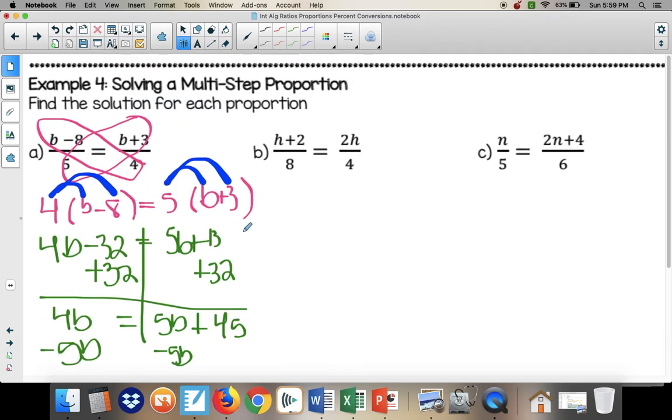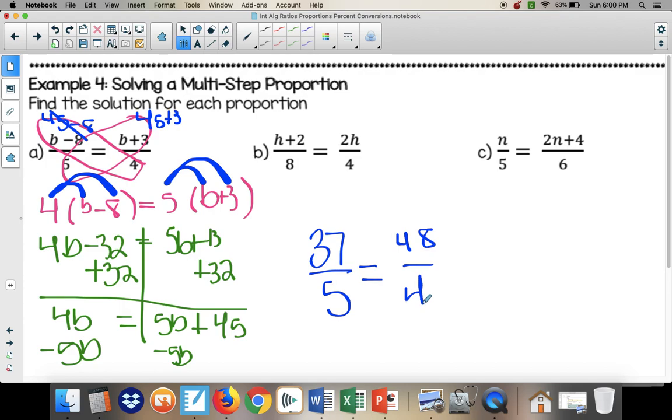So I'm going to go back up here and check it real quickly. So take this and put it over here. Or actually, it's right here. So 45 minus 8 and 45 plus 3. All right, 45 minus 8 is 37. So I have 37 over 5. Does that equal 48 over 4? And I'm going to think not, so I did something wrong here. What did I do wrong?